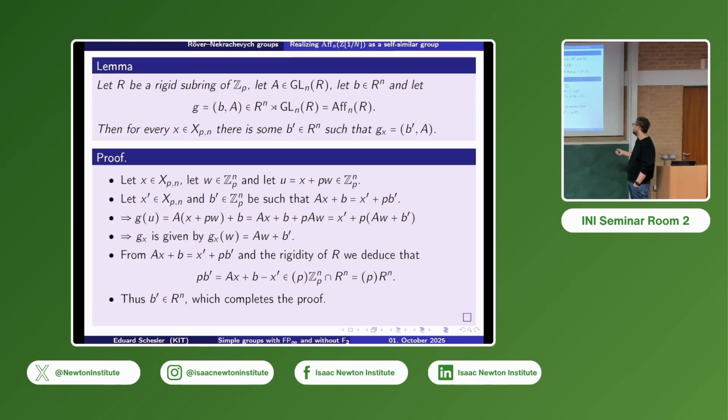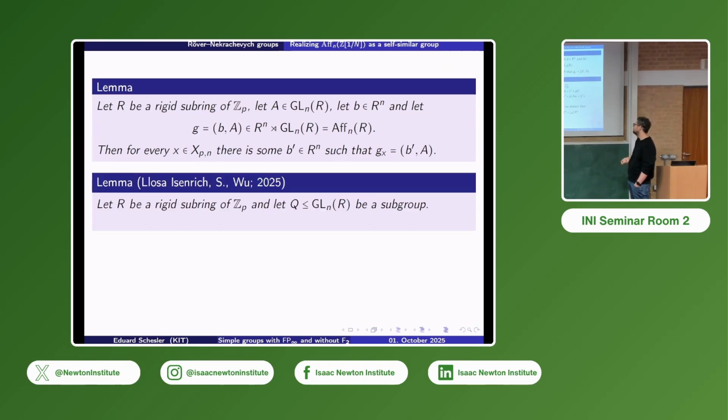This is all that we need. Now that B prime lies in R to the n, everything is done. So again, this was the lemma, and this is the conclusion that I told you. For self-similarity, the only thing we have to check is that this lies in the group itself. But we started with an element of GL and R, and if this element is in Q, then afterwards it still lies in Q. And after B is replaced by B prime, it still lies in R to the n. So everything is done. Okay, now we have the self-similar groups.